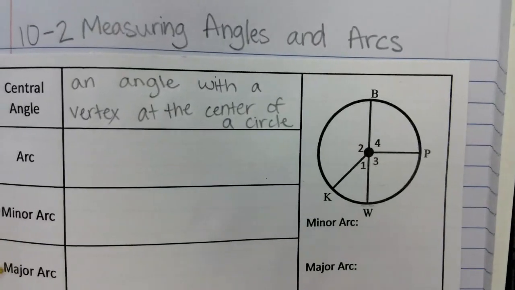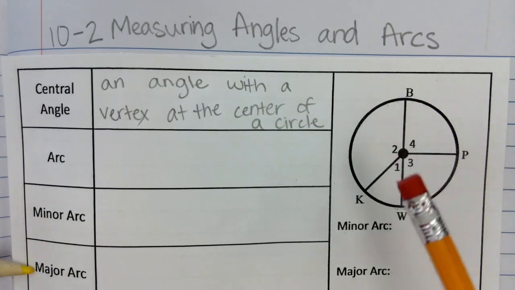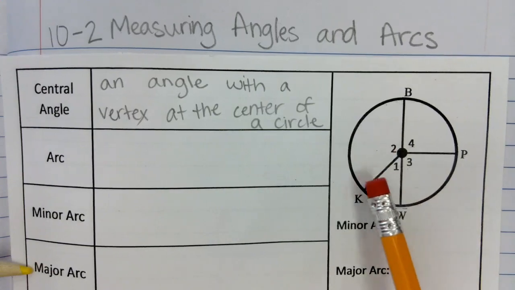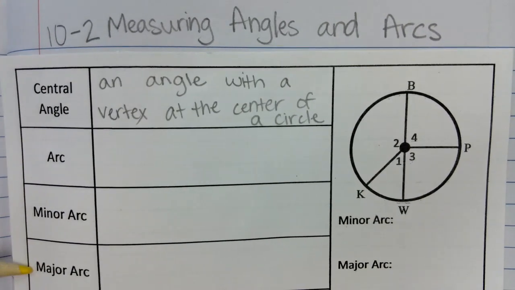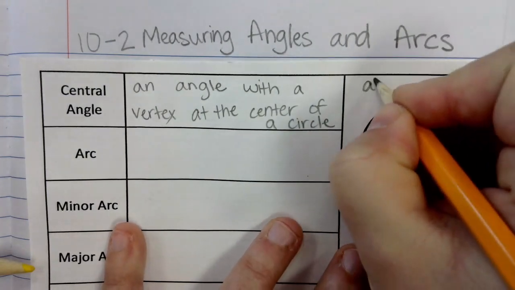And how much should all the central angles add up to? 360. So all of them add to 360, if you want to put that in there. That's something that we need to know. Some of you might know that. You might not need to write that.